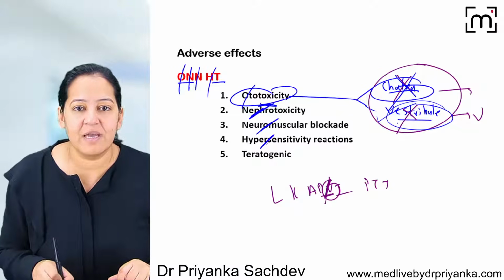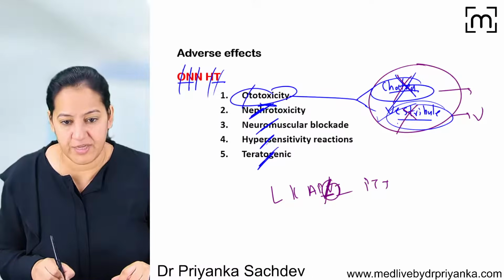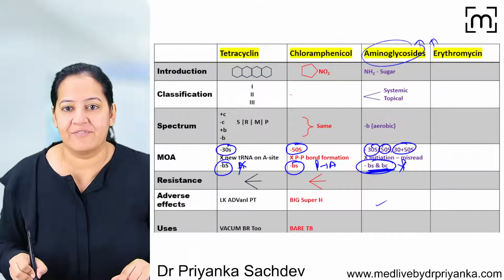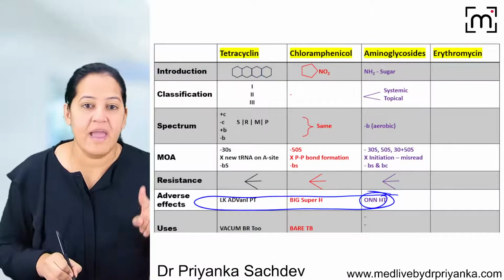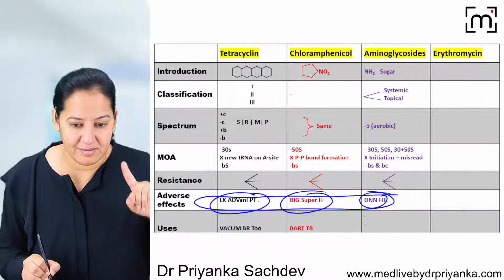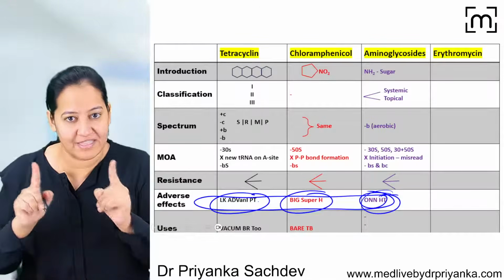H is hypersensitivity. Hypersensitivity is caused by all drugs, that is allergy. And T is teratogenic. Like tetracyclines only, it's teratogenic. So on HT, these are the adverse effects. You can compare the adverse effects of the three drugs. LK Advi PT teacher, that is tetracycline. Big super hyper, that is for chloramphenicol, and on HT is for aminoglycoside. In the end, we will say the full forms again.